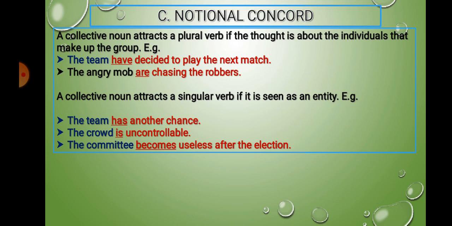The committee becomes useless after the election. It is not the individuals that constitute the committee that become useless, but it is the portfolio or the responsibility of the committee that becomes useless after the election.